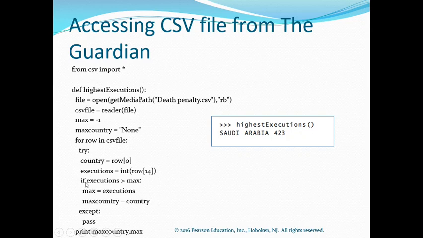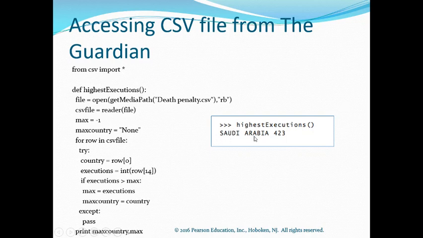So it says if executions is greater than max, so max is -1 right now. So if we see 0, even if they had 0 executions in this case, we update max. So as we go through here, we keep updating the max until you actually find what the max executions is, right? If it doesn't have an execution number, we get to this except, we pass, and then after it goes through every single row in the CSV, at the very end, we print out the max country and the max number.